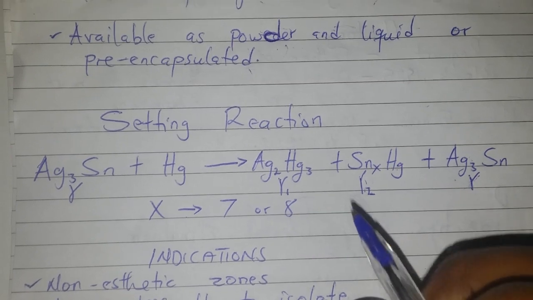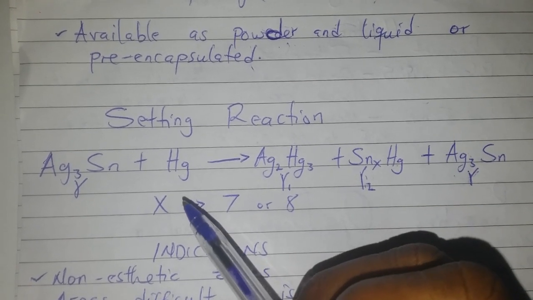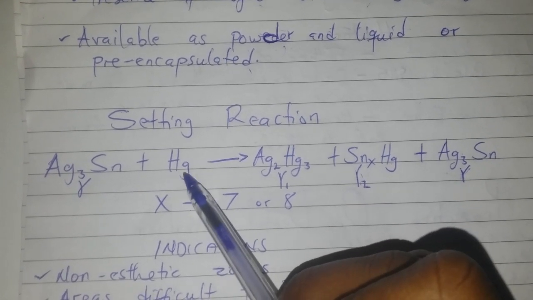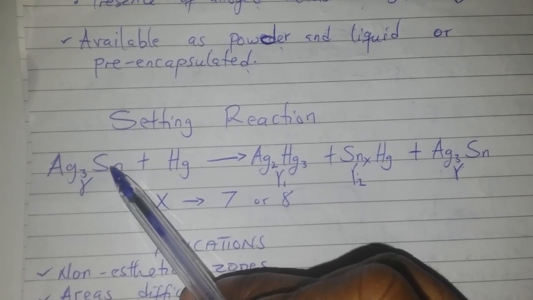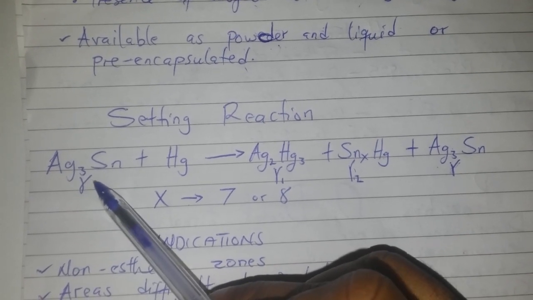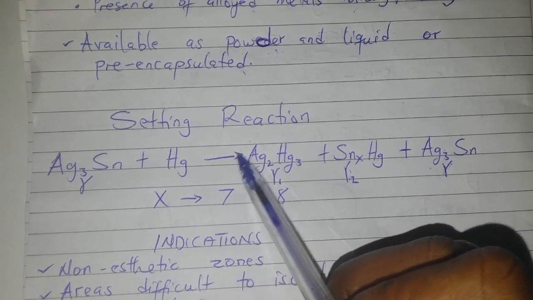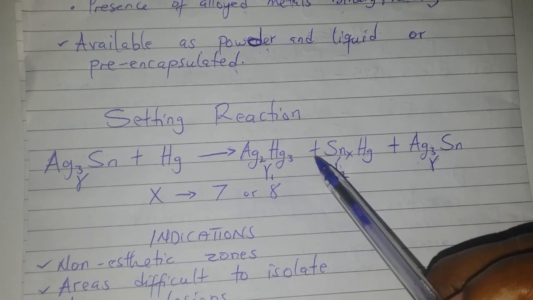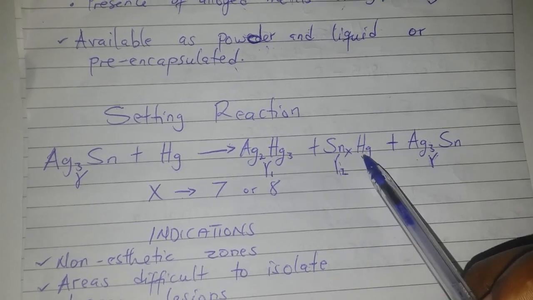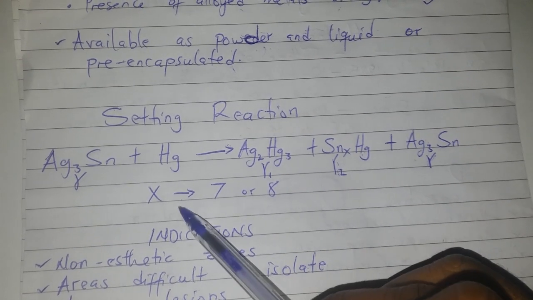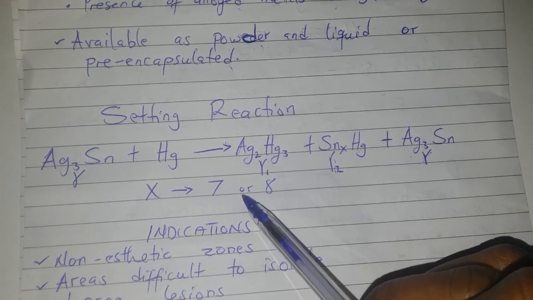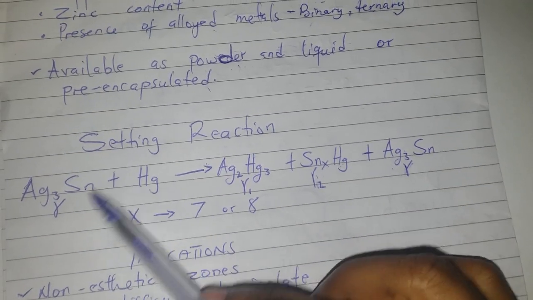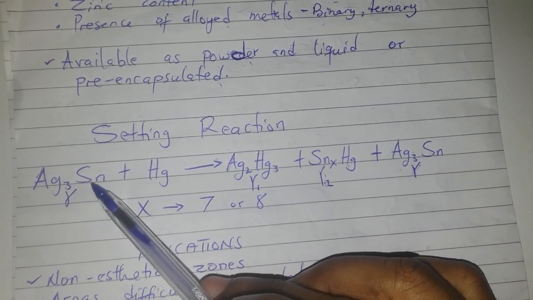Next is the setting reaction. So what do we need to know about the setting reaction? It's extremely important. What happens when we mix our mercury with our silver tin alloy? Our silver tin alloy is our gamma, mixed with our mercury. And what do we get? We get gamma 1, which is our silver and mercury. We also get gamma 2, which is our tin and mercury. This is Sn7Hg or Sn8Hg because X can be 7 or 8, so it's important we note that. And also there's gamma, which is the unreacted silver tin alloy, which still remains.